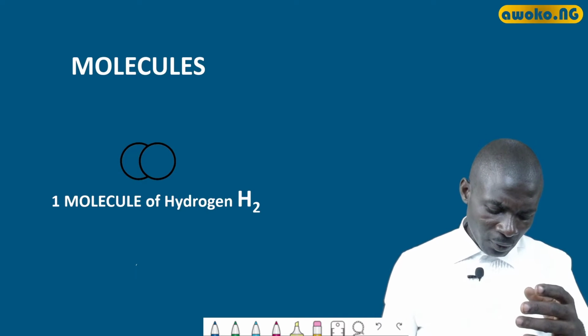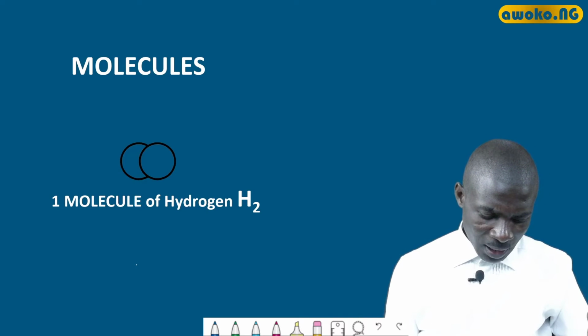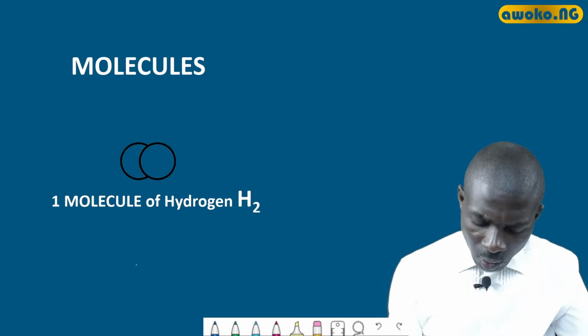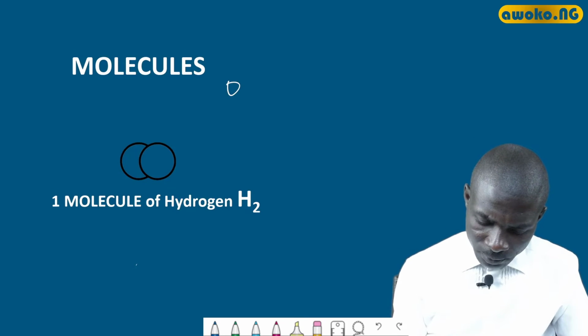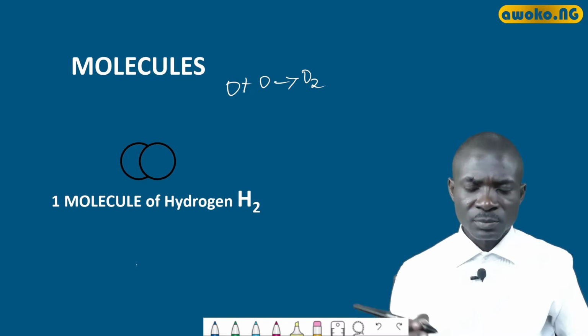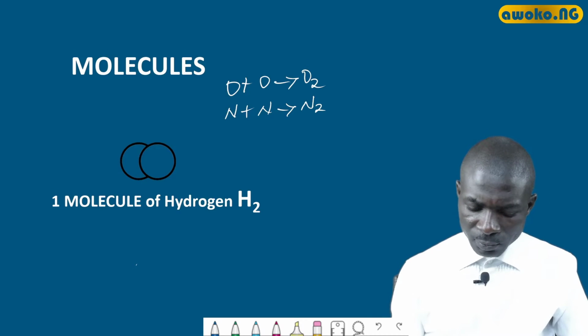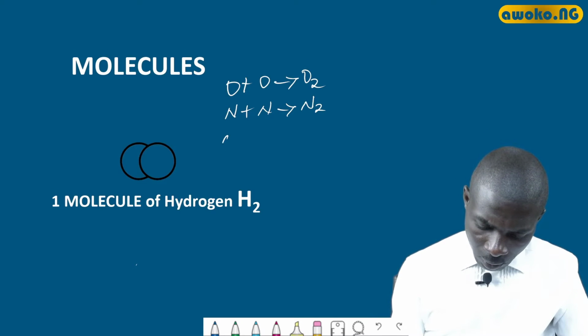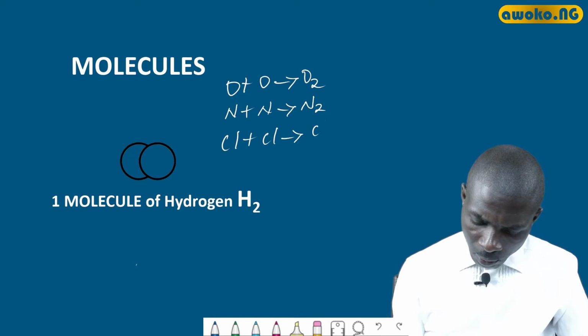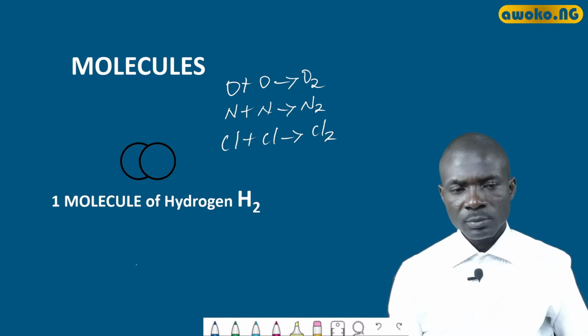We can also have other examples of molecules, such as an oxygen atom combined with another oxygen atom to give you a molecule of oxygen. We can also have elements like nitrogen combining to form a molecule of nitrogen. We also have chlorine combining to form a molecule of chlorine.